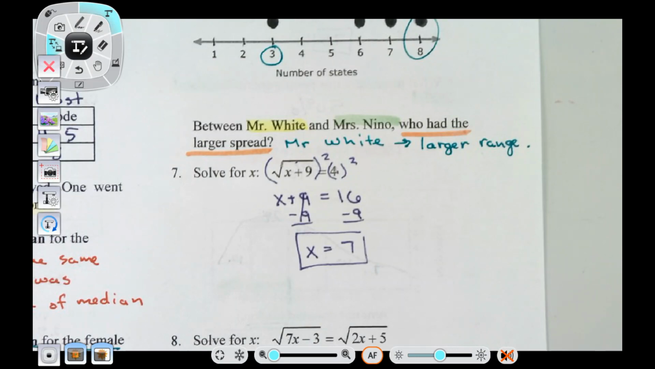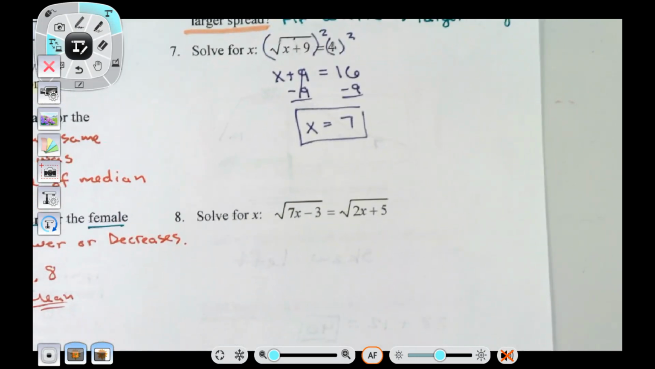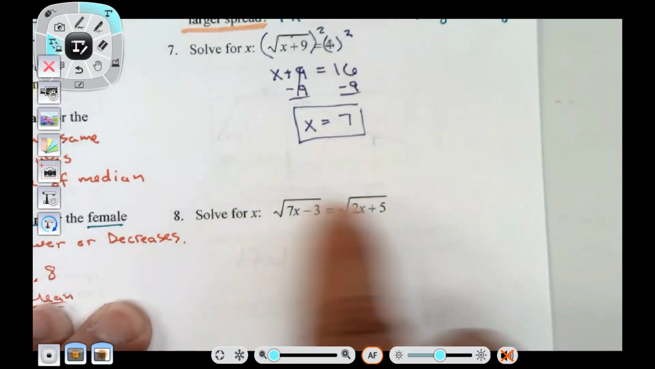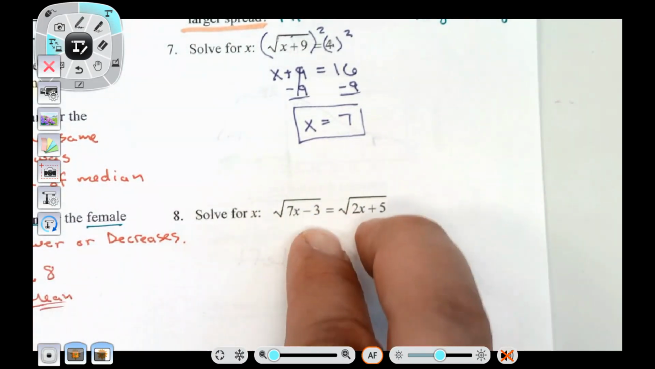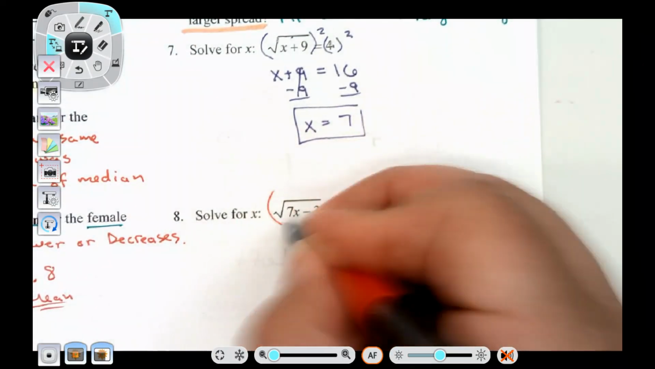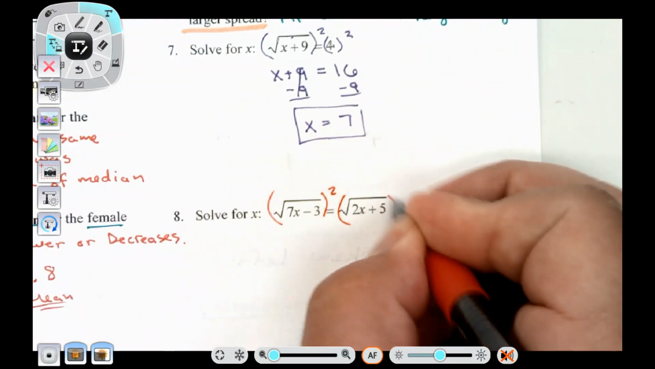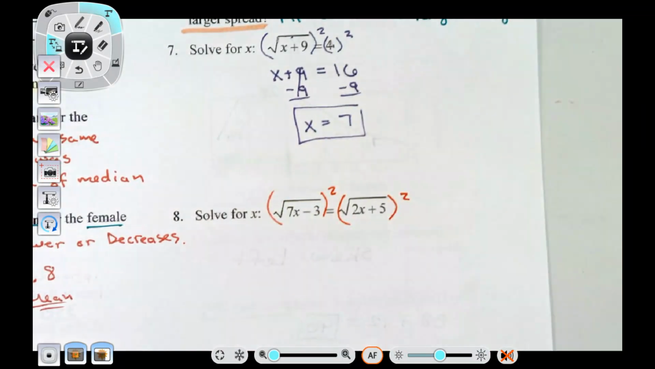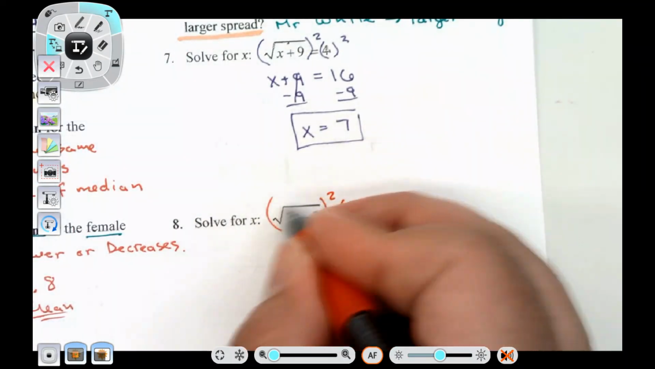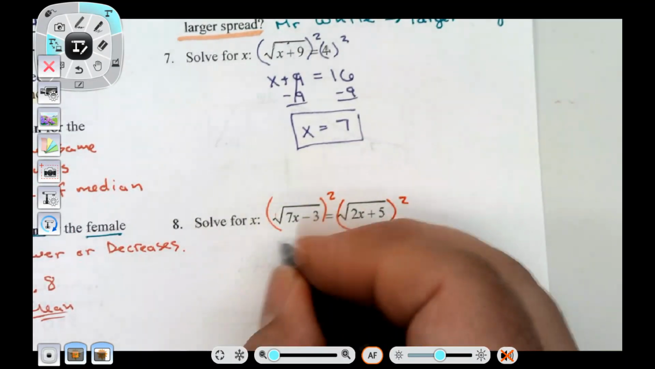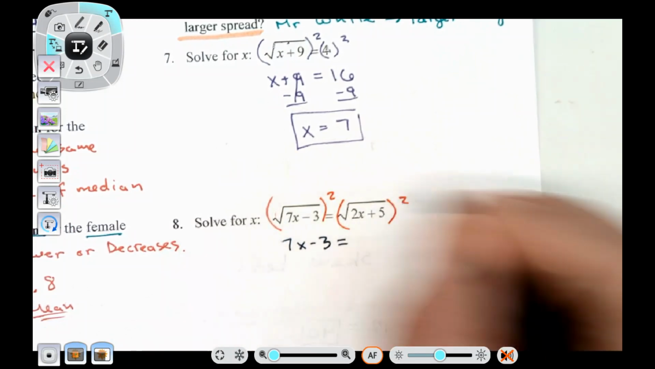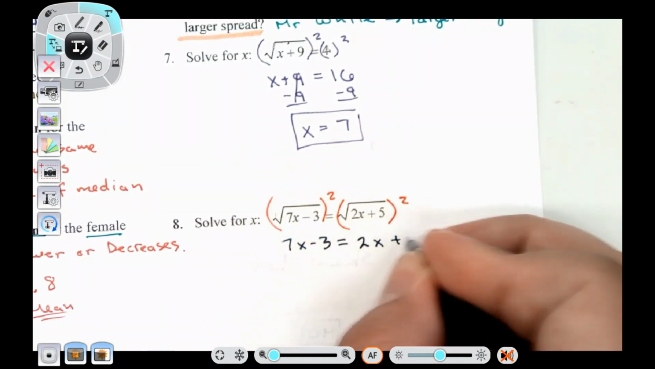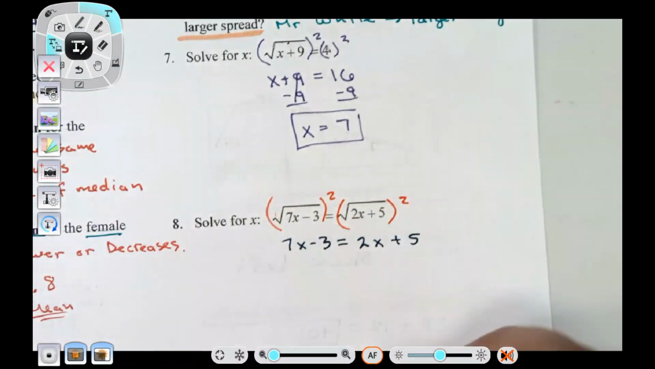Then when you look at number 8, and it's the same concept, but you might say, yeah, but I have 2 radicals. Yeah, but the only way to get into the inside of these radicals is to give both of them a power of 2, just like I did earlier. It's the same rule. They will cancel each other out, leaving me with 7x minus 3. They will cancel each other out, leaving me with the 2x plus 5. And now we're down to basics.